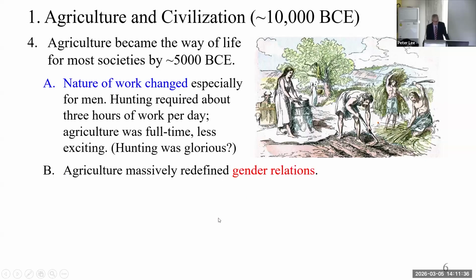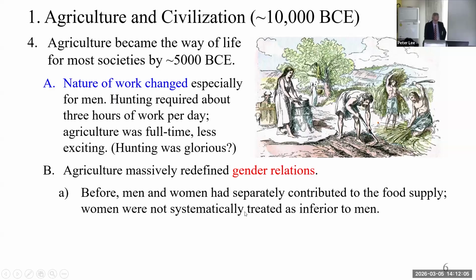Agriculture massively redefined gender relations. This is something people often don't know; they just gloss over this. But this is again from Professor Stearns, I believe. He says agriculture ended up being a big negative for women because it massively redefined gender relations. Before agriculture, men and women had separately contributed to the food supply, and women were not systematically treated as inferior to men. I've heard scientists say this actually about hunter-gatherer societies.